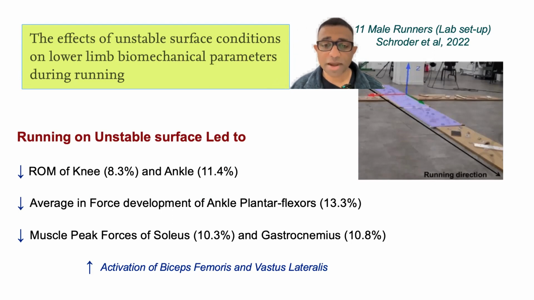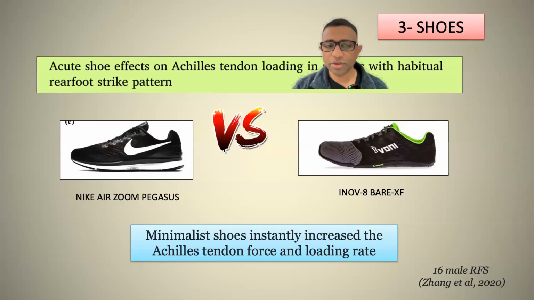So this is something to bear in mind. So the output of the calf is reduced. When you have less knee flexion range, then the shock absorption is also affected. So these are all the factors to consider if they run on unstable surfaces as well. The last one, which is equally important, is shoes.